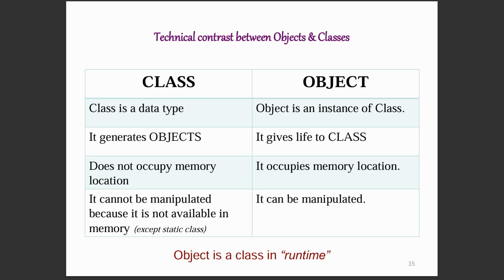So that is very key there for us to note about object oriented. So you have differences about classes and objects. We talk about a class being a data type, object being an instance of a class, classes being it generates objects, while objects gives life to a class. Classes do not occupy memory locations, while objects will always occupy the memory location because we have to assign them with data types. It cannot be manipulated because it is not available in the memory, while objects you can always manipulate or edit the value.